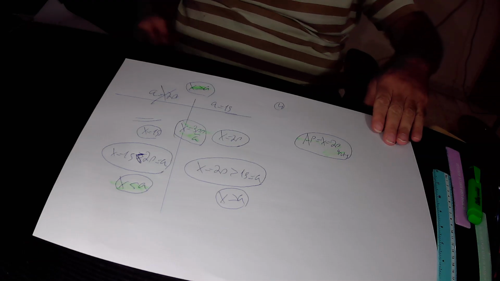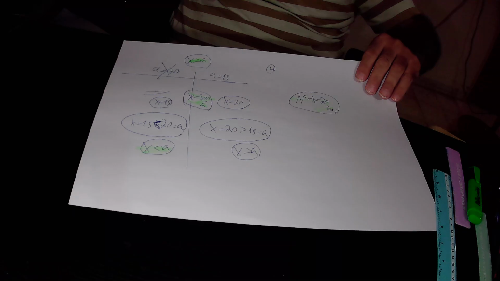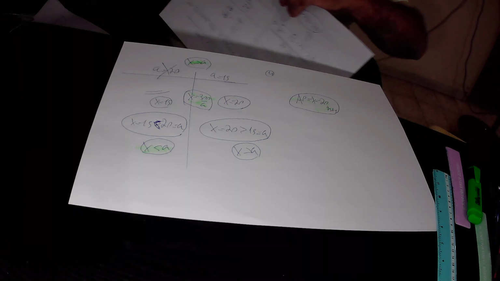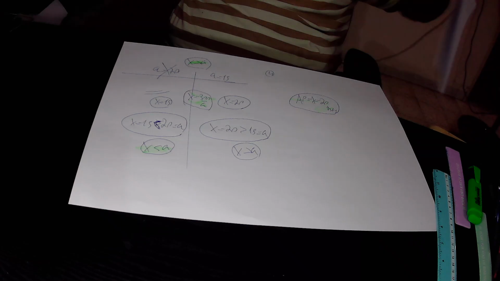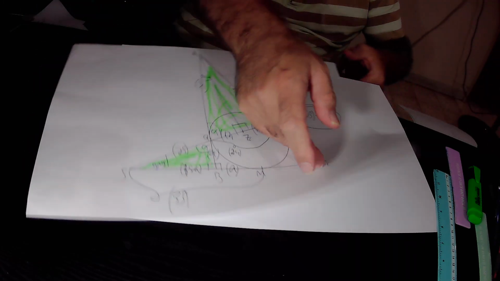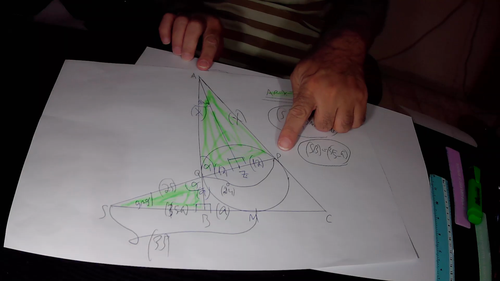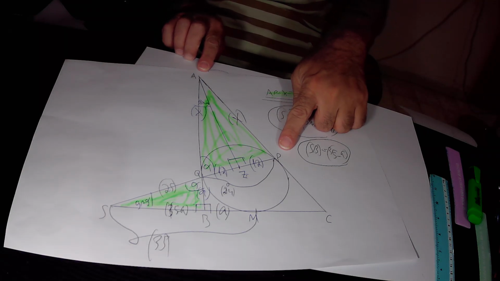Okay, again, we found out that segment AP is equal to X, which is equal to 20 units in length. Okay, thank you very much.